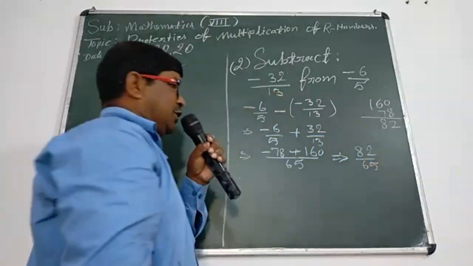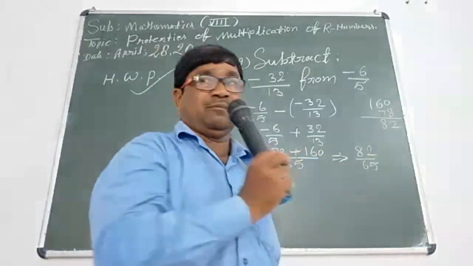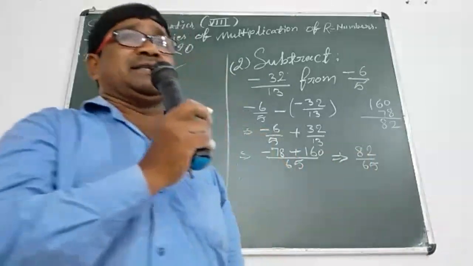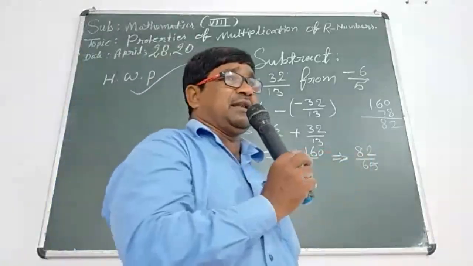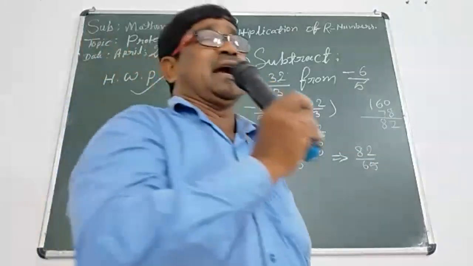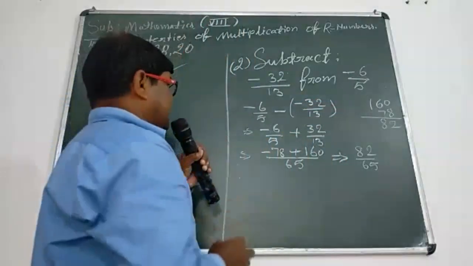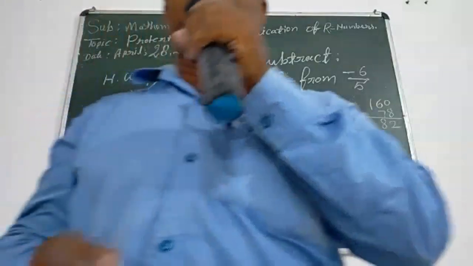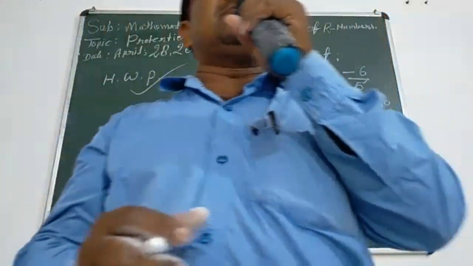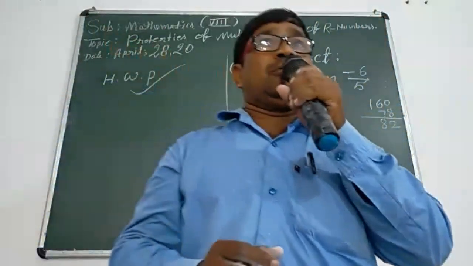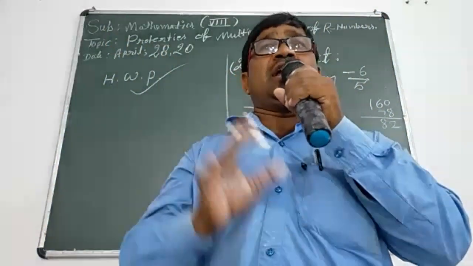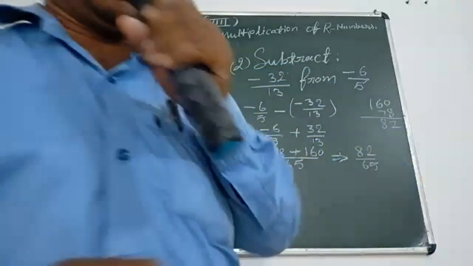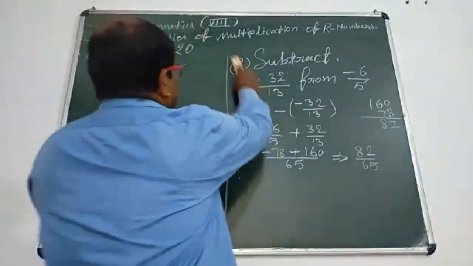Can you find the common divisor between them? After selecting the common divisor, if it is possible, divide them, then write the rational number in its standard form. This type of HW problem, this type of sum, I hope you will write 3 or 4 sums yourself, then solve all of them. Now, next type of problem.